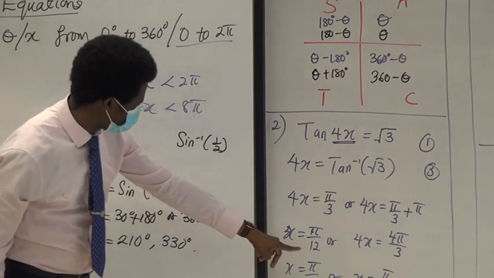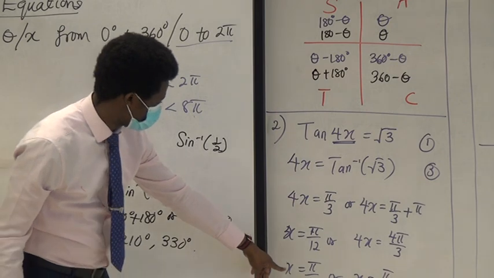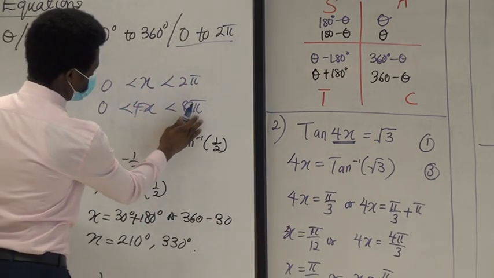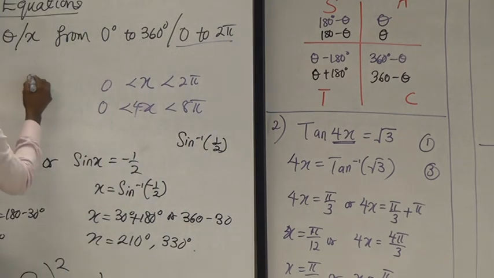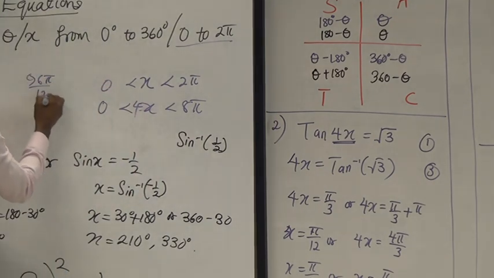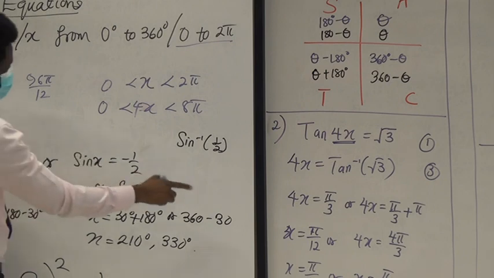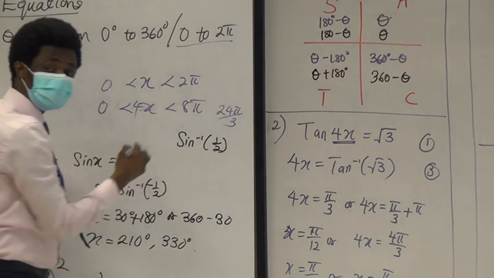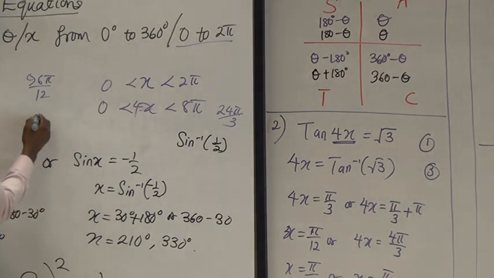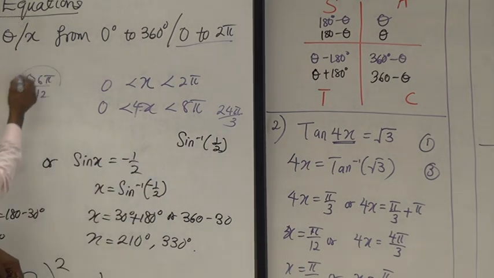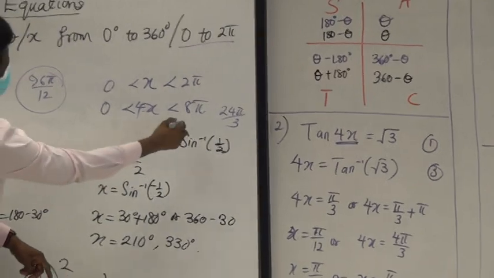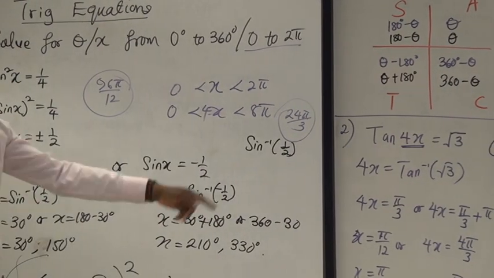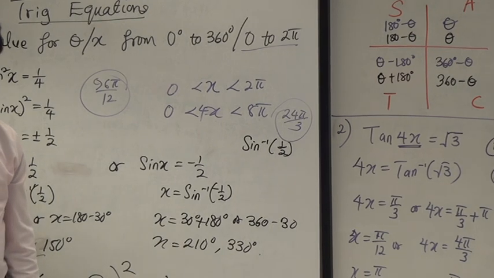Now, what is the denominator here? This is over 12, and this is over 3, right? So, if you want to put this over 12, you're going to get like 96 pi over 12, correct? And over 3, you're going to get what? 24 pi over 3. Do you understand? So, as long as this part is within this, and the other part is within this, all answers are still correct. So, we're going to have to write out all the possibilities.